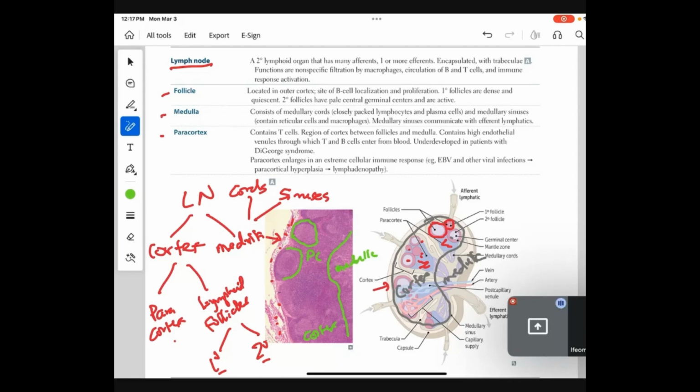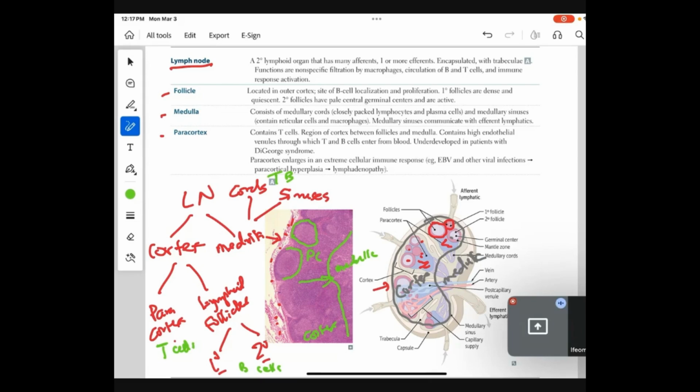So why are these distinctions important? Your T cells localize to the paracortex, and your B cells to the lymphoid follicles. Then your T and B cells move down from the cortex into the medulla, and they go down to the cords before they leave.